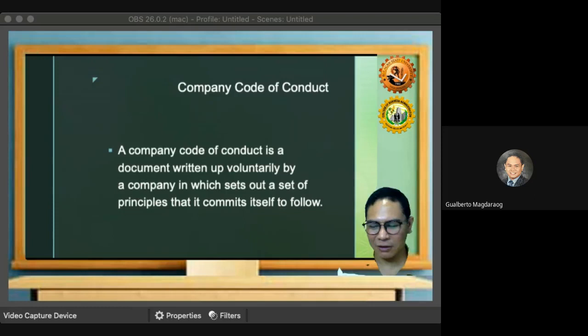Because how can we achieve our goals if you cannot follow this code? And we believe this code will contribute to the achievement of our goals. So, kaya, merong company's code of conduct for everybody to follow. Kasi otherwise, kung wala yan, kanya-kanya tayo ng paraan, eh, hindi natin ma-achieve yung goals natin.